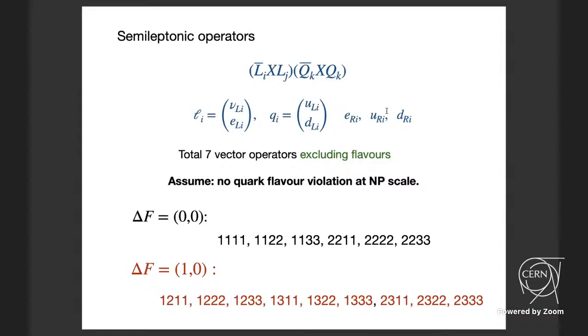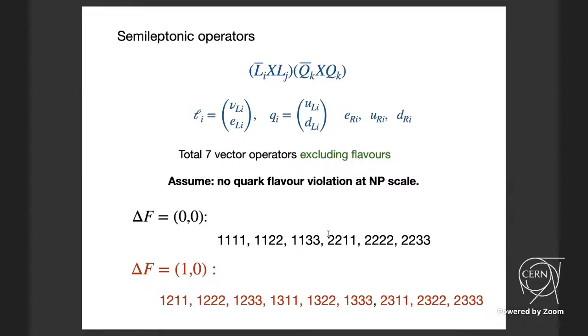So we will not repeat that here, and rather focus on the operators which conserve the quark flavor at the high scale, but these may violate the lepton flavor, for example. So on this basis, we can divide the operators into 2 categories. Delta F equal to 0, 0. That means there is no lepton flavor violation, as well as there is no quark flavor violation. So with that, you can have these 6 possible flavor structures.